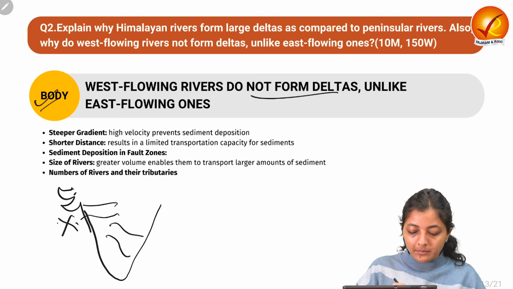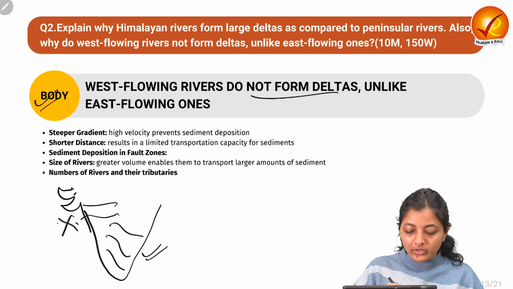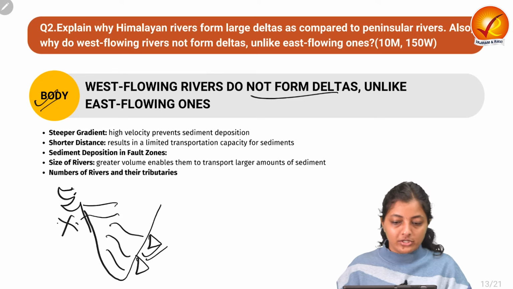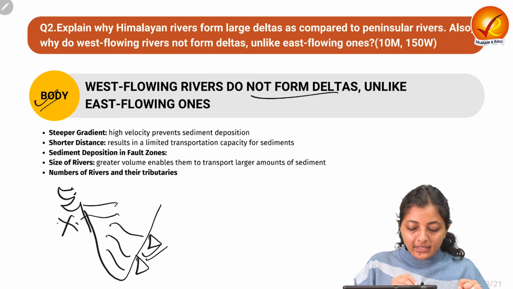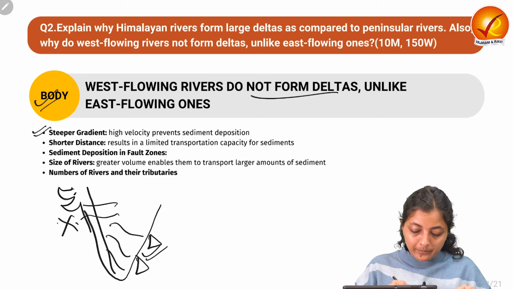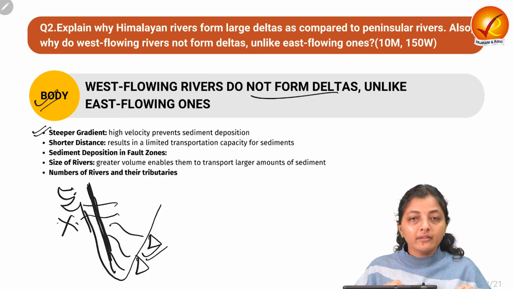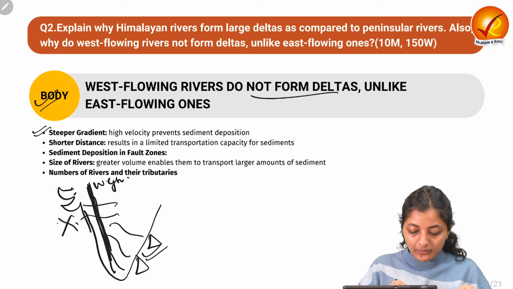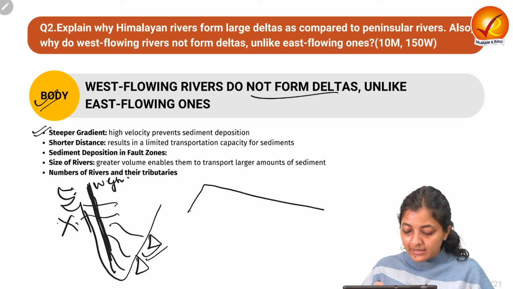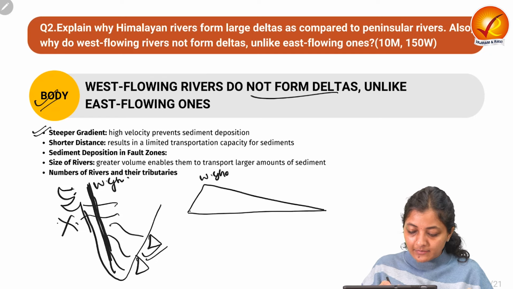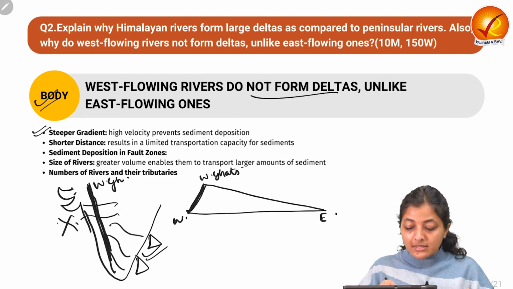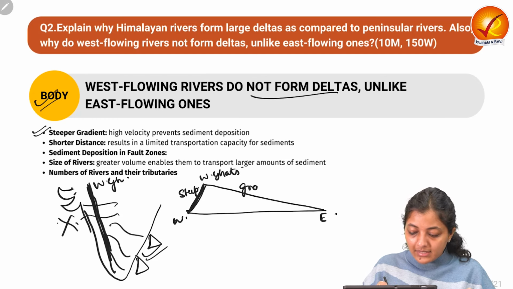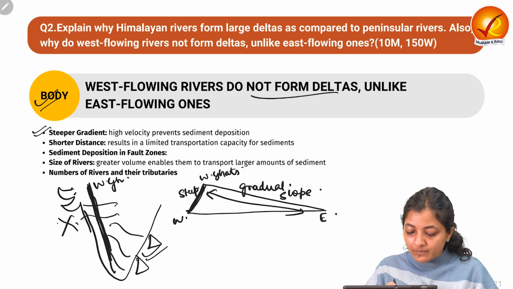Do not form delta, but the eastern flowing rivers form delta. So this is the question. The very first thing is about the slope. Here we know that the Western Ghats are there, and you must know the topography of southern India. It is like this. These are the Western Ghats. So the western part is steeper. This part has a gradual slope. This distance is also bigger.